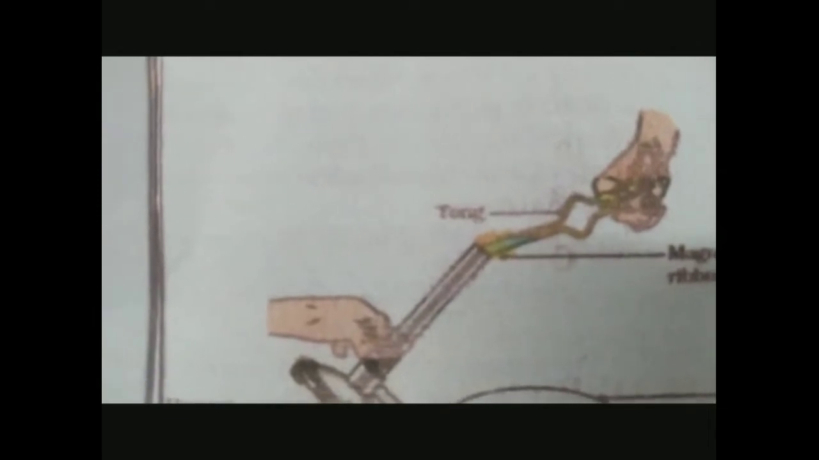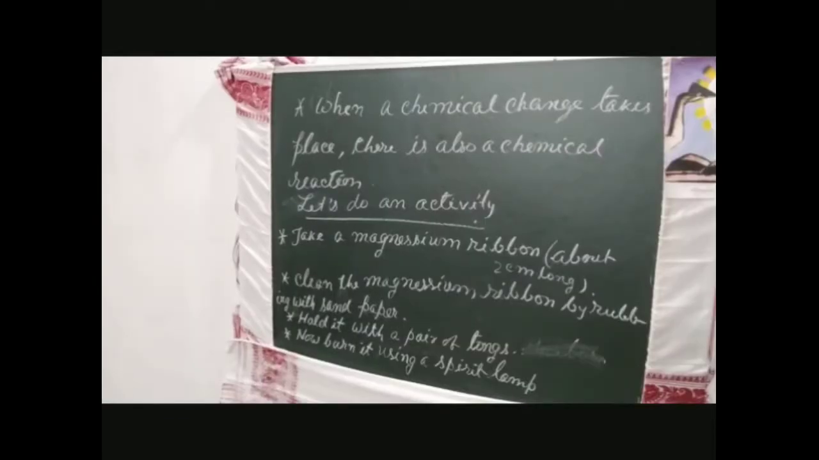What will you notice? You will notice that the magnesium ribbon burns with a dazzling white flame and changes into white powder. This powder is magnesium oxide, which is formed due to the reaction between magnesium and oxygen present in air. So you will find some ash there. You can collect the ash when burning is completed in a watch glass and observe it.